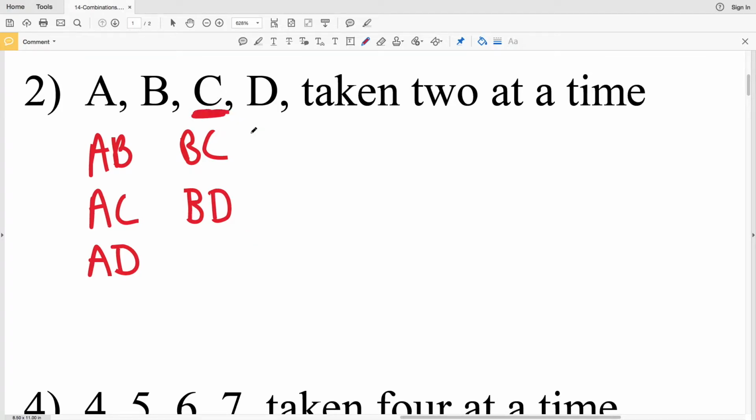Now we'll look at the letter C. C has been with A, C has been with B, but C has not yet been with D, so then we'll have C, D. Lastly, let's look at D. Well, D has been with A, D has been with B, and D has been with C. So there are no other combinations that we need to write down in number 2. Just AB, AC, AD, BC, BD, and CD.